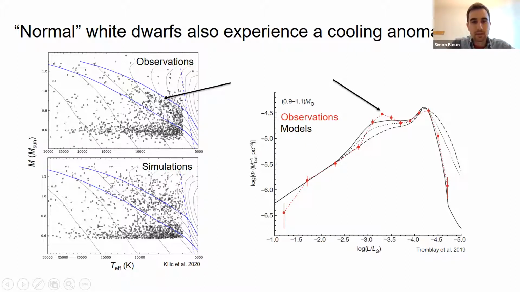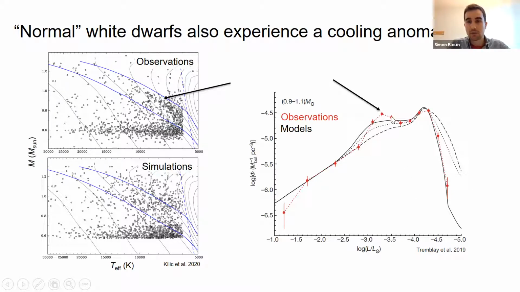This overabundance, so those two blue lines, they indicate where crystallization takes place. Okay, so when a star is between those two blue lines, it's in the process of crystallizing. So this overdensity that we see here is telling us that when about 50% of the core is crystallized, for some reason, those white dwarfs just start evolving more slowly until they are done crystallizing. And this is not explained by current cooling models. And you can also see this cooling anomaly in the white dwarf luminosity function. So this, again, is from Tremblay et al.